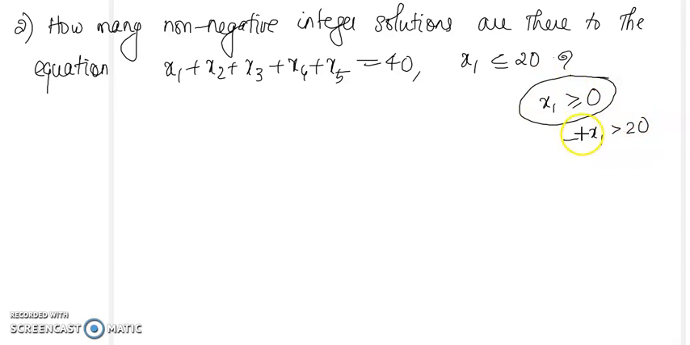When you subtract x1 greater than 20, we will get the required number of integer solutions. So x1 greater than or equal to 0 will contain all the solutions. So we need to subtract this case from here.